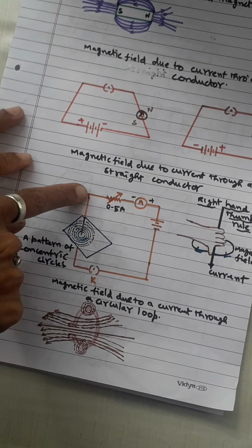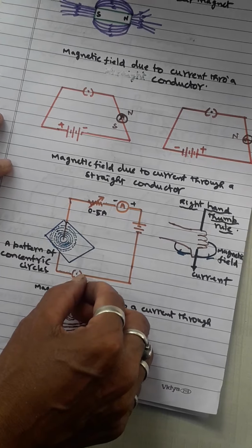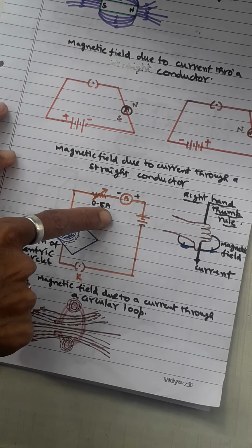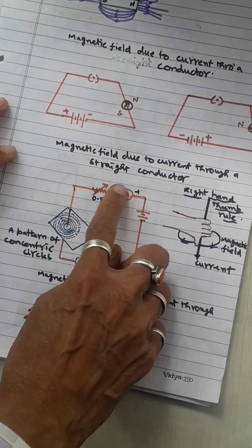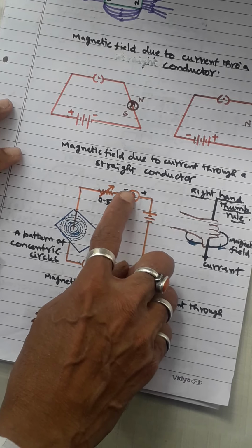conductor. Here I am taking the wire in a straightened form. It is connected to a switch also. Here there is a variable ammeter, so from 0 to 5 ampere we can change the current. Using the ammeter we can measure the current. We already know an ammeter should be connected in series.